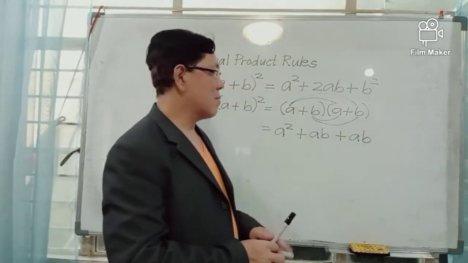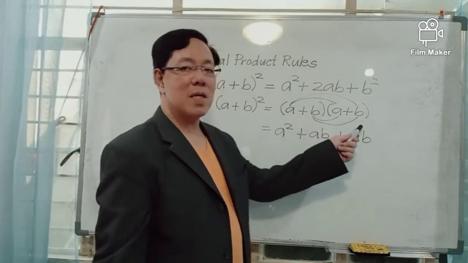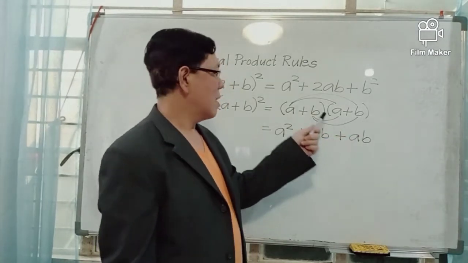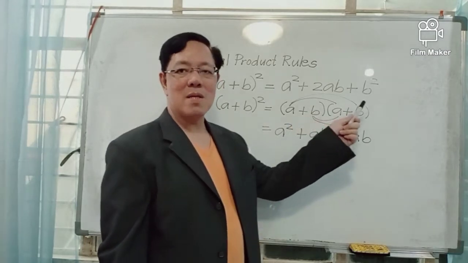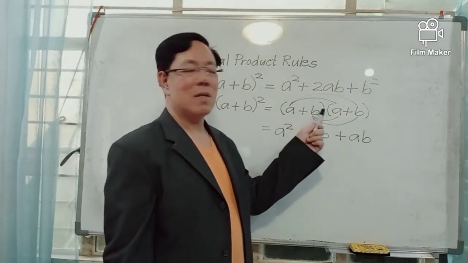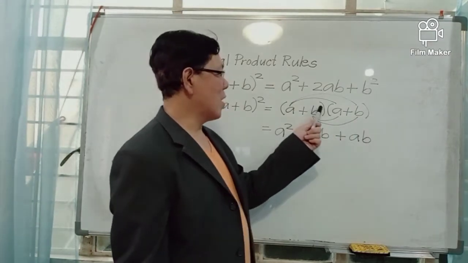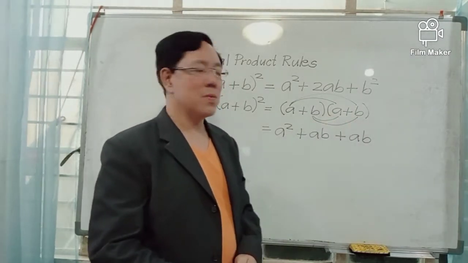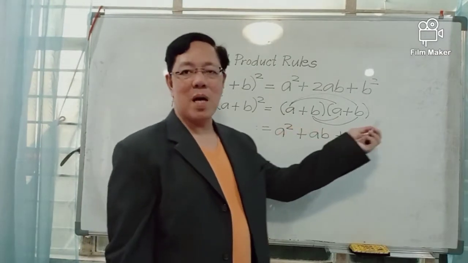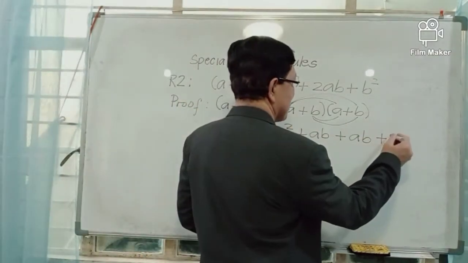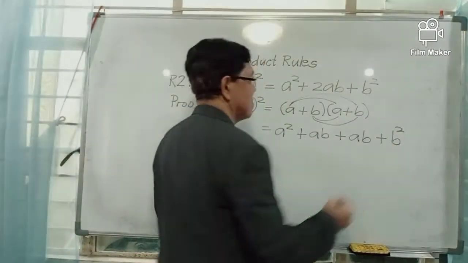And finally, we multiply b by b. By the property of exponents, copy the common base b, and we add the exponents of b. Here we have 1, and here the exponent of b is 1. And 1 here plus 1 here is 2. So the product of b by b is b to the power 2, or we write plus b squared.